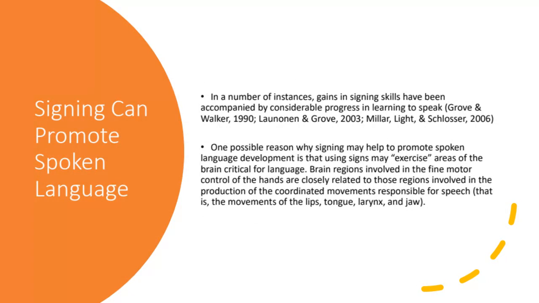So if you look at this first bullet, you will see that a lot of times gains in signing skills have also been accompanied by progress in learning to speak. We see this a lot with young children. That's why we start those babies with sign language at 6 months, because as they learn to sign, they also see that it helps them learn to speak.